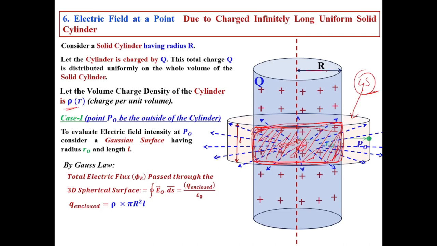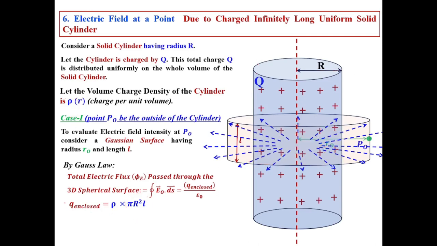The radius of the solid cylinder is R, so the surface area is pi R squared, and the length or height is L. So pi R squared L is the volume of this much portion of the solid cylinder. Per unit volume, the charge contained by this solid cylinder is rho. So in this much volume, how much charge will be contained? That is rho times pi R squared L.